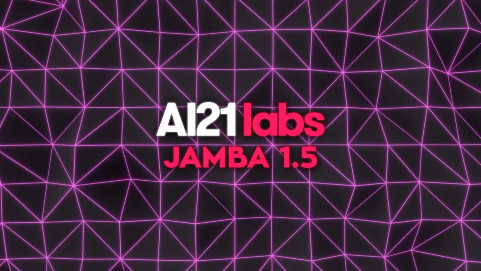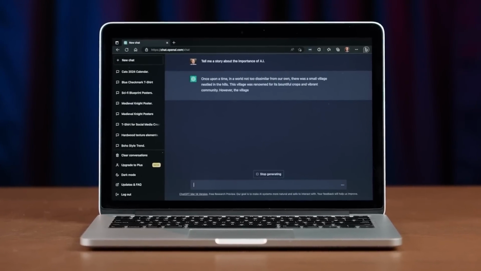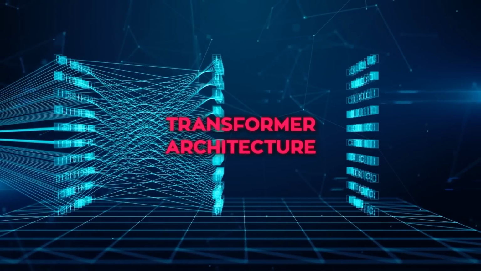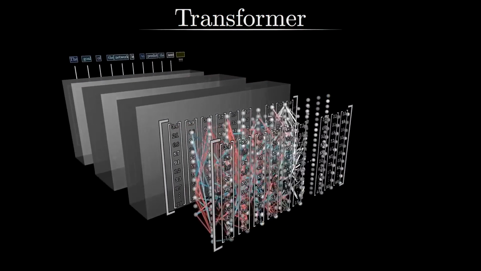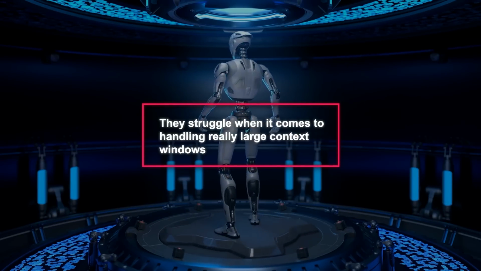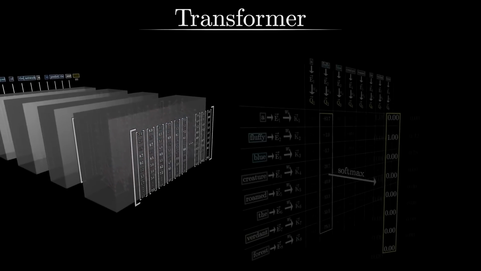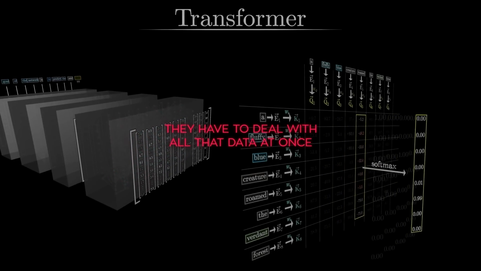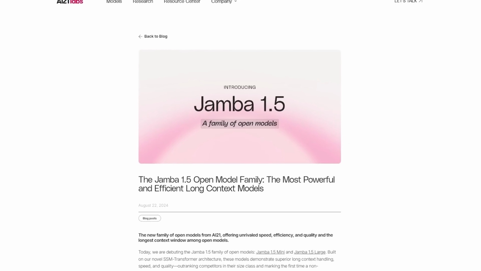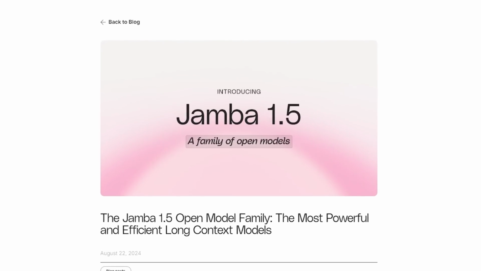Okay, let's break it down in simple terms. Most of the language models, like the ones used in ChatGPT, are based on the Transformer architecture. These models are awesome for a lot of tasks, but they've got one big limitation. They struggle when it comes to handling really large context windows. Think about when you're trying to process a super long document or a full transcript from a long meeting. Regular transformers get bogged down because they have to deal with all that data at once. And that's where these new Jamba models from AI21 Labs come into play with a totally new, game-changing approach.